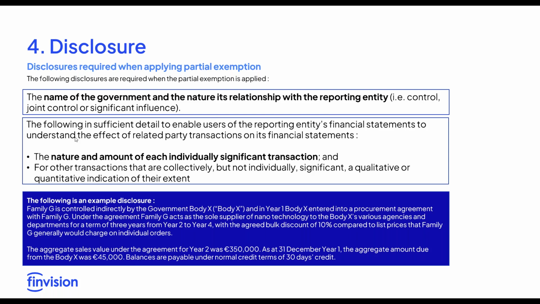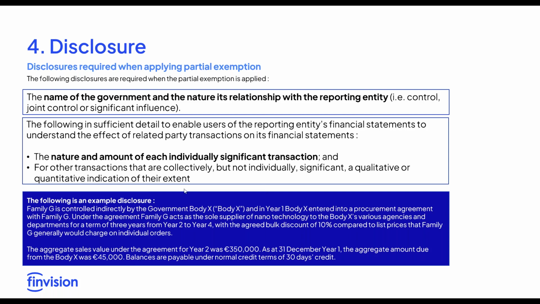And then, and that's more judgmental, you should mention in sufficient detail to enable users to understand the effect, transactions, but only significant transactions. So if you have an individual significant transaction, you should mention the nature and the amount. And for all other transactions that are collectively significant, also a qualitative and quantitative indication. Especially the last one is really judgmental and will require some discussion. If there's an individual transaction, then the key question is, what is now significant or not significant?